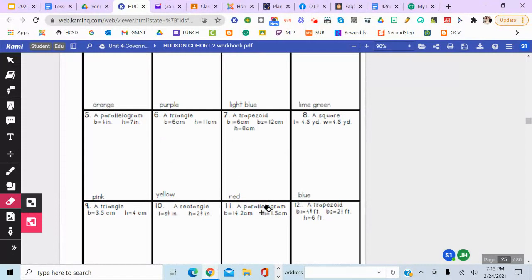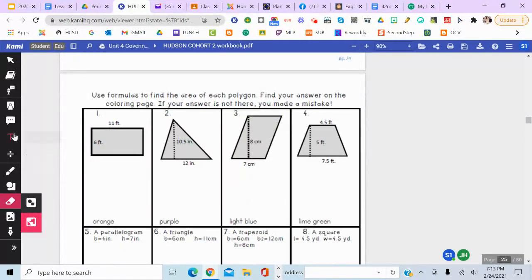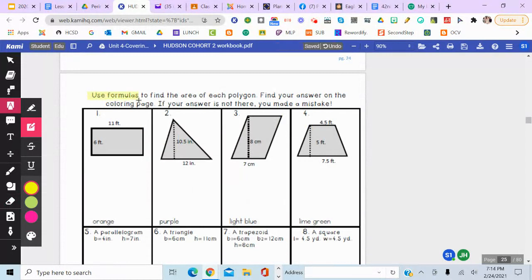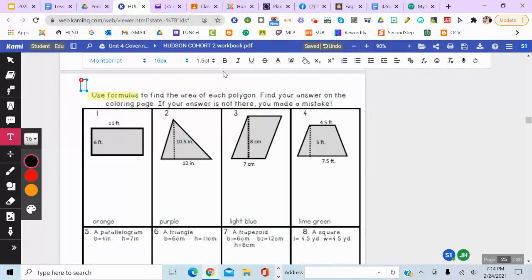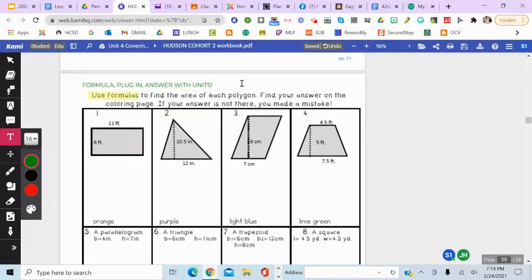So 4 across, 4 across, 4 across. And then here's the coloring page that goes with it on page 26. So the directions say use formulas to find the area of each polygon. So remember, on your paper for each problem, I expect to see the formula written down, plugging in your numbers for base, height, length, width, whatever it happens to be, and then an answer with units. So you can use a calculator, but I need to see these three things for each of these problems.